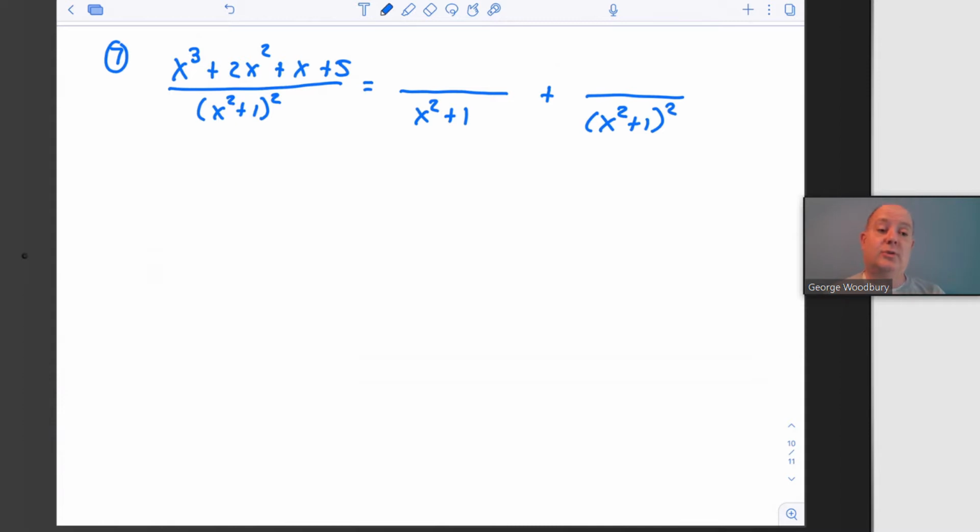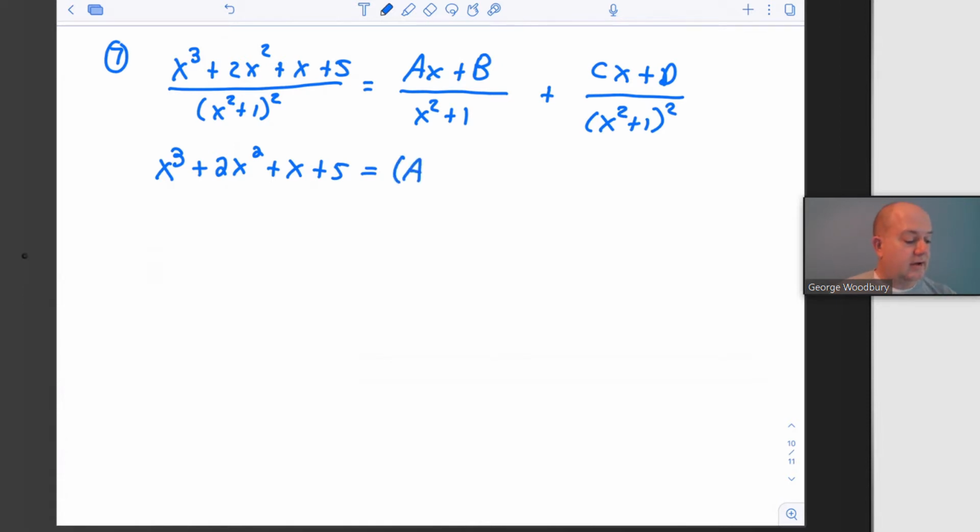Now, because these factors are quadratic, the numerator has to have that form, ax plus b, and in the second one we'll do the same thing but with two new constants, cx plus d. Now, when we multiply through by the common denominator, we're left with the numerator from the left-hand side, x cubed plus 2x squared plus x plus 5. On the right-hand side, we'll have ax plus b times x squared plus 1 plus cx plus d, and that's it.